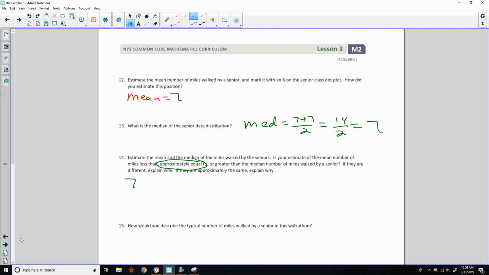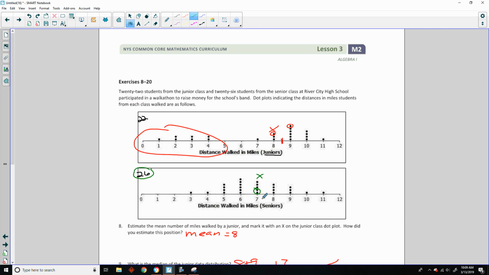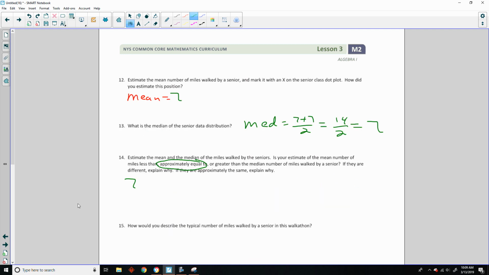Well, they're approximately the same, so the reason is the data is evenly distributed. That's got a nice, even, smooth curve, like a bell-shaped curve. There's no skew in the data. Okay?